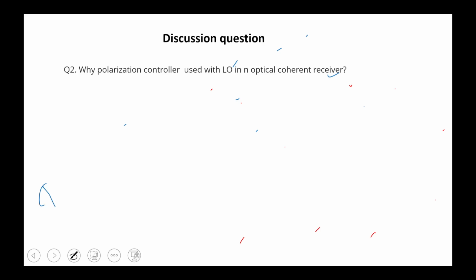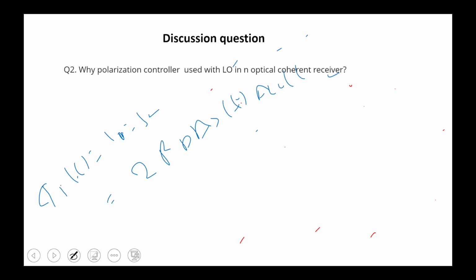So delta I(t) equal to I1 minus I2. If you subtract that thing, it will remain 2 RD AS(t) ALO(t) sin(intermediate frequency IF t plus delta phi). This component will come on your output side.